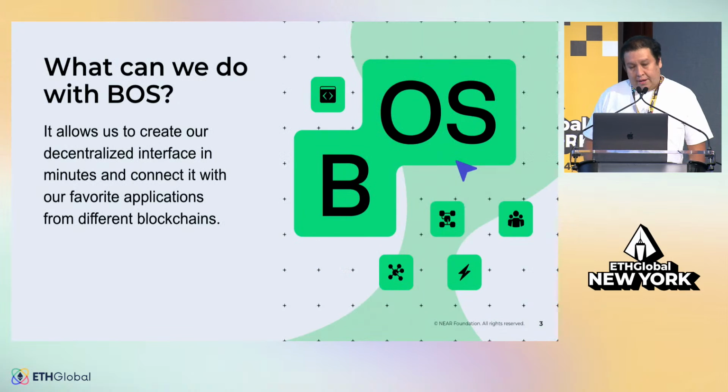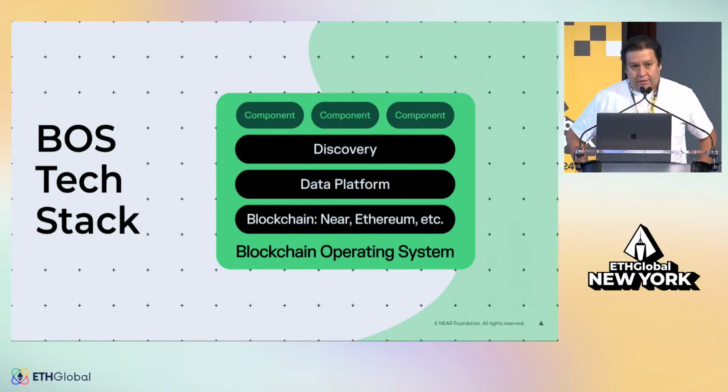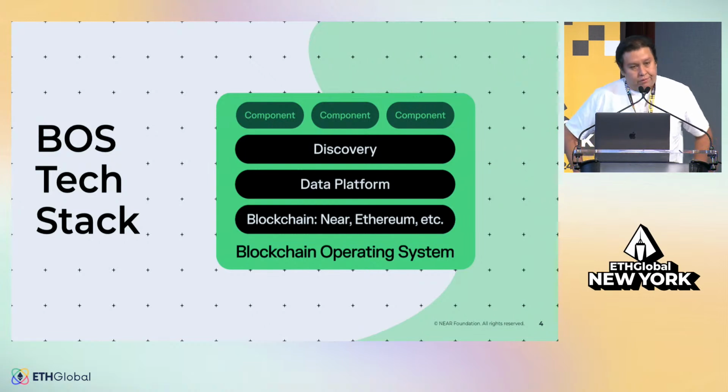And that's basically what the BOS actually does. So I will show a little of the technology stack here. The BOS is the base layer, and you can use any blockchain on the backend. It doesn't have to be NEAR. You can connect to Ethereum or any EVM-compatible chain that can be called through ethers.js. And then you can have the data platform, the discovery platform, and the components that you develop sit on top.